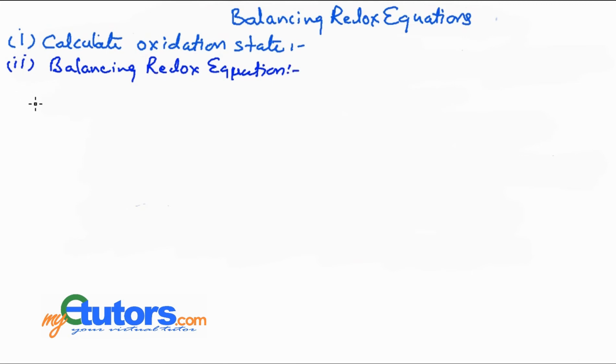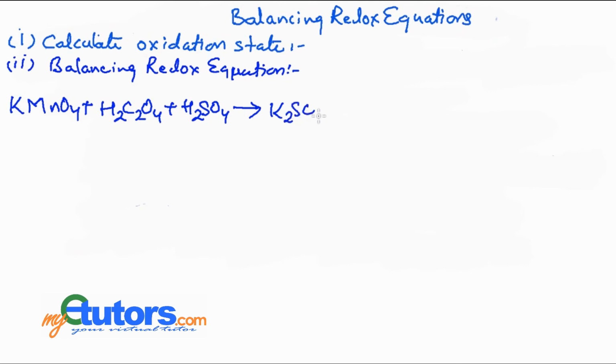Let's consider a redox equation. Potassium permanganate plus oxalic acid in acidic medium, that is sulfuric acid, is giving potassium sulfate, manganese sulfate, carbon dioxide and water. So let's start calculating the oxidation states of the elements. Now in the very first compound, potassium permanganate, as per the rules already discussed, potassium would possess +1 oxidation state and oxygen would possess -2 oxidation state.